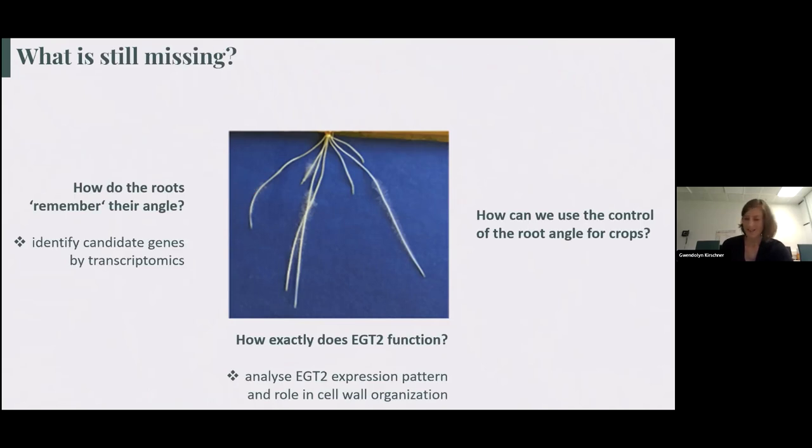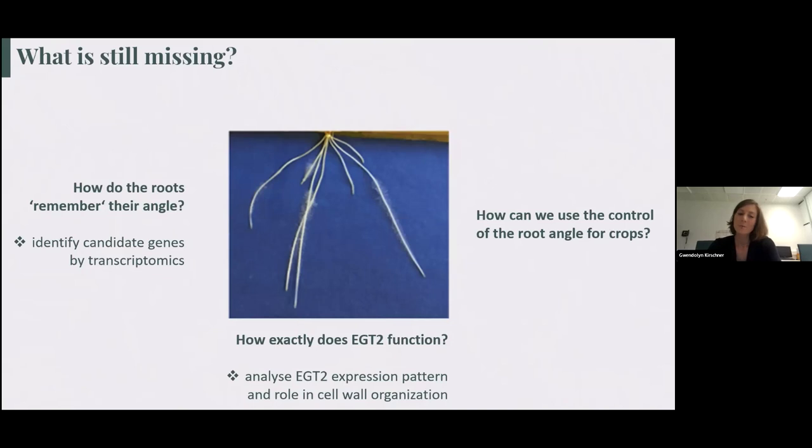Now, what do we still want to know? Basically, that's the project I'm working on right now in my fellowship at the James Hutton Institute. I want to find out how the roots actually remember the angle. My approach is to look at the transcriptomes of roots with different angles to hopefully find transcripts that are correlated with the respective root angle. And looking more into the future, I would also compare the proteome of roots with different angles.